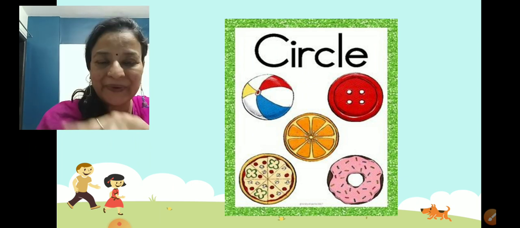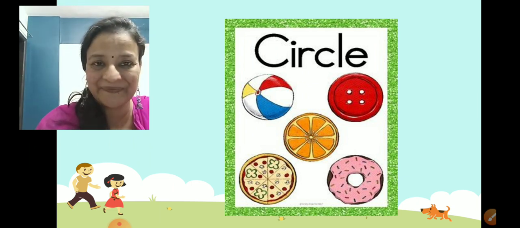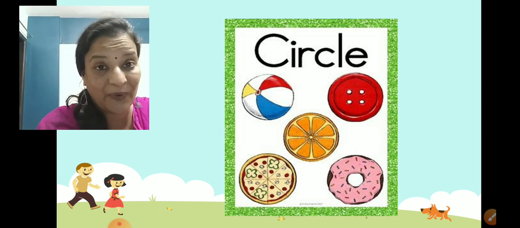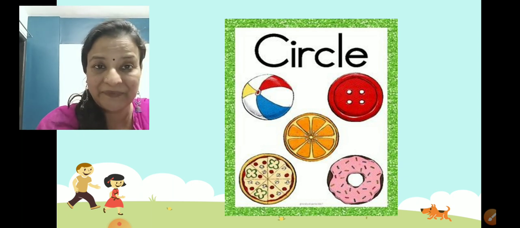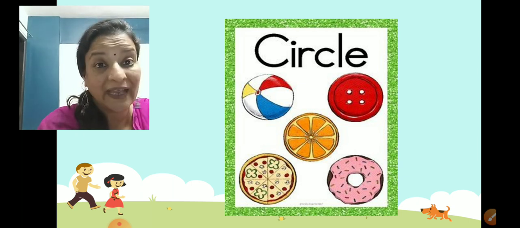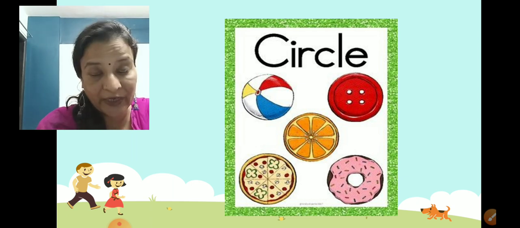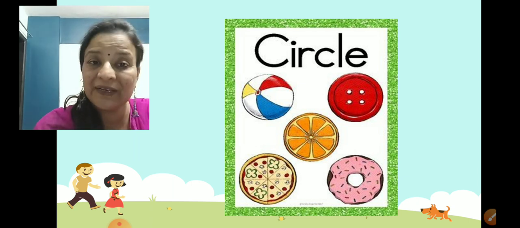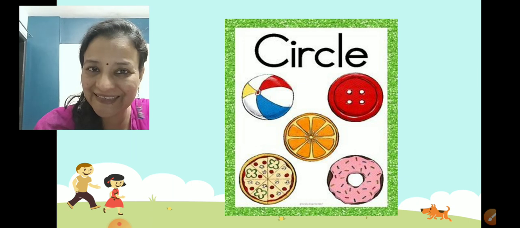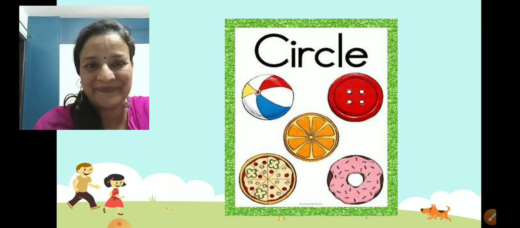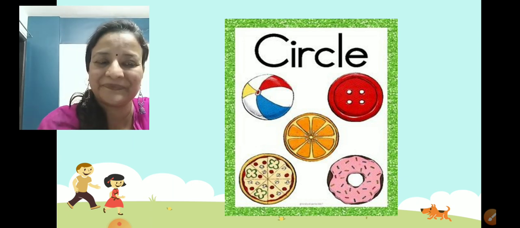Circle, round and round, isn't it? Like a football, a button on your shirt, and pizza, donuts, and a slice of orange or sweet lime, all are circles, isn't it? Round and round. That is a circle.